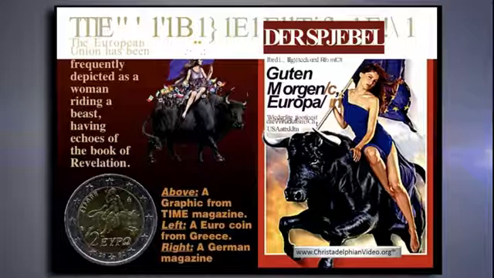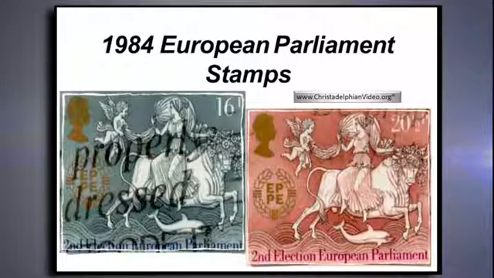Here, if you've gone to Europe, those of you going to Europe soon, you'll pick up your euro, right, which is the currency of Europe. And some of those euros have a woman that rides the beast on the very coin, right? Here, Der Spiegel, a woman that rides the beast. We've had stamps that denote Europe. I think this was back in the early 2000s.